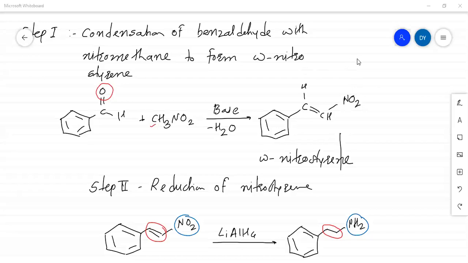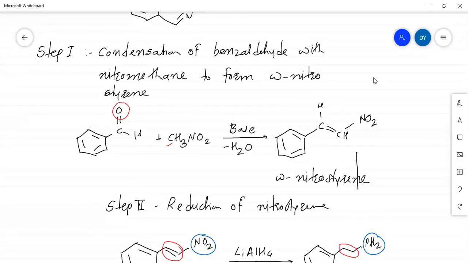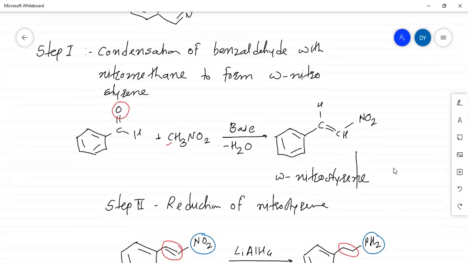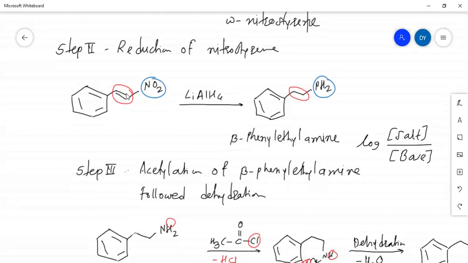Okay, students. So step number one, as you know, we're going to prepare isoquinoline. The first step is condensation of benzaldehyde with nitromethane to form nitrostyrene. So this is benzaldehyde, this is nitromethane, two hydrogens from this CH3 and oxygen from this benzaldehyde are removed as a water molecule and we get the product nitrostyrene. Then there is a reduction of nitrostyrene. After reduction, this double bond is converted into a single bond and the NO2 group is converted into NH2.